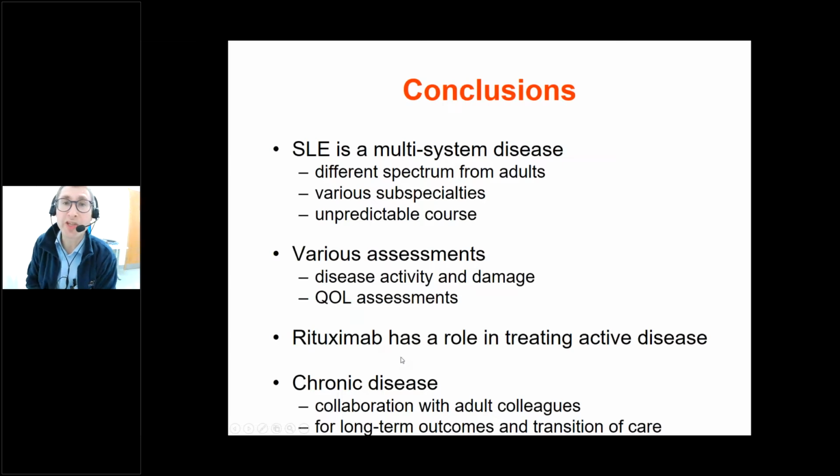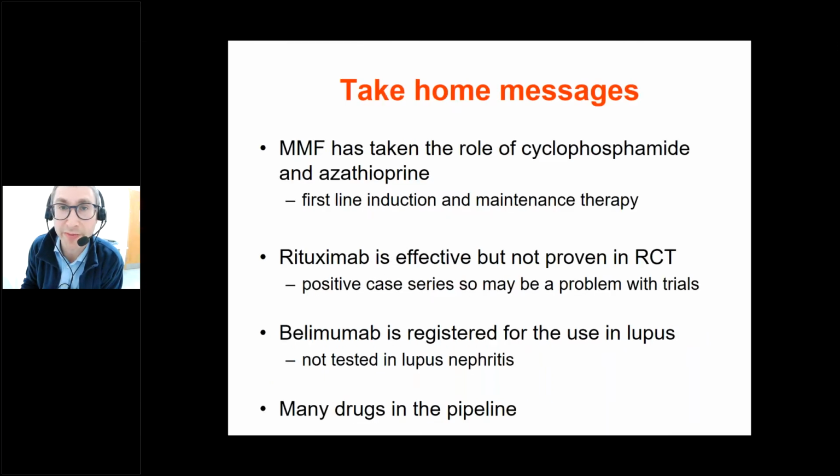So in summary, lupus is a multi-system disease, a different spectrum from adults, but involves various subspecialties and has an unpredictable course. We need to assess both the disease activity and damage with quality of life assessments. Rituximab has a role previously in refractory disease, but now in treating active disease. And we also need to collaborate with our adult colleagues and think about the long-term outcomes.